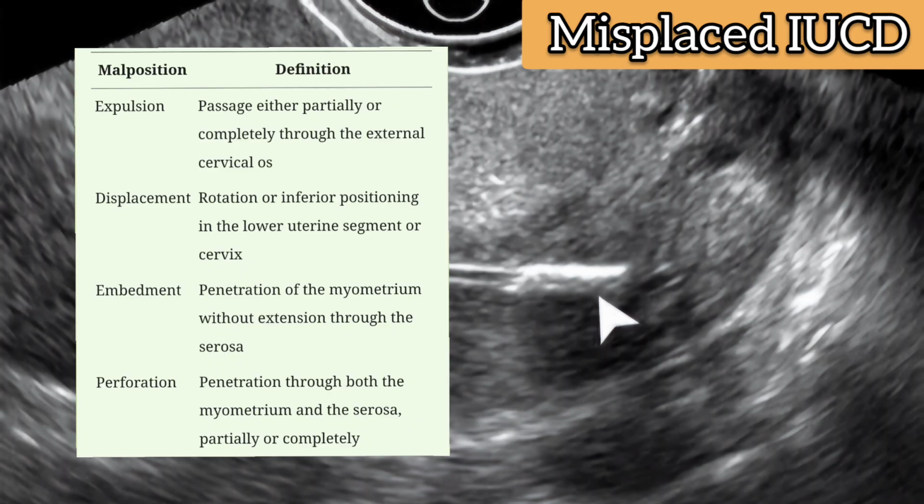These are the four different types of malposition. The first one is expulsion. Passage of the IUCD completely or partially is called expulsion, while displacement is the rotation or inferior positioning in the lower uterine segment or the cervix. Embedment is the penetration of the IUCD into the myometrium without extension through the serosa, and perforation is the penetration through the myometrium as well as through the serosa.